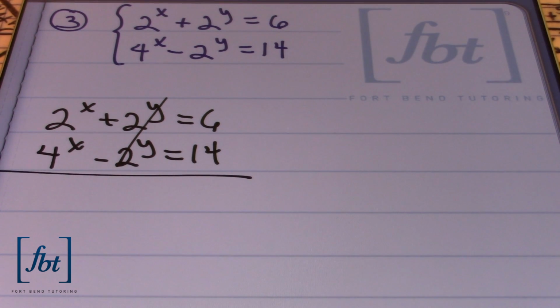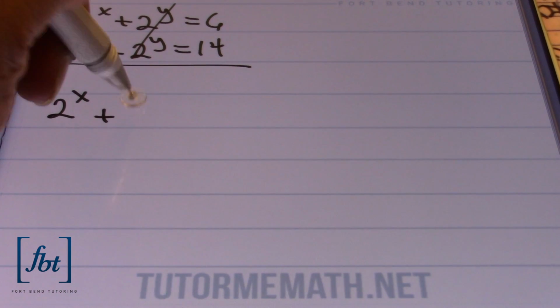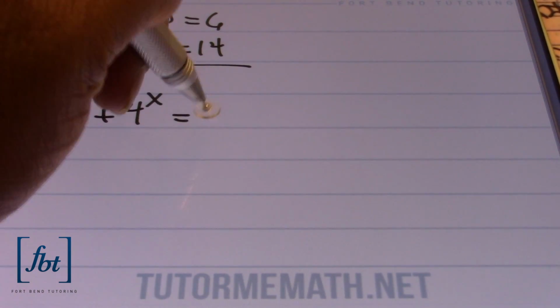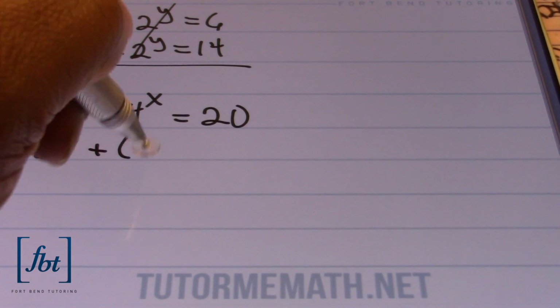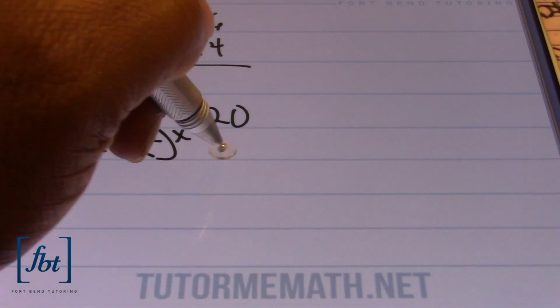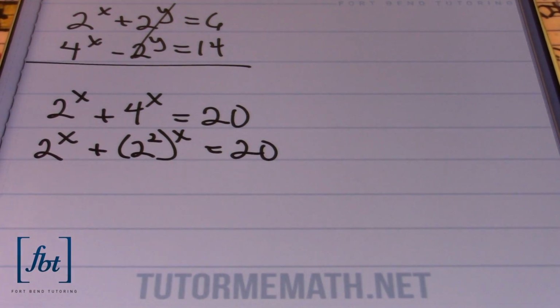Yes, they will. And so now I end up with 2 to the x plus 4 to the x equals 20. Mind you that these two terms are unlike terms. You cannot add those together directly. So that's why I'm writing those two terms next to one another. But this is what I can do here. We can show that this equation could be rewritten as 2 to the x plus 2 squared to the x, which equals 20.